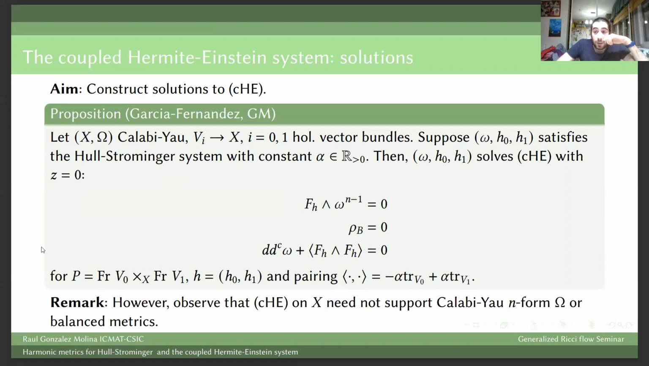And okay, it is stronger, but you have to take into account that this new system does not, well, I already said that. So we don't need any of the conditions that I assumed on my compact complex manifold. I don't assume I have a Calabi-Yau N-form, a holomorphic volume form. And I don't assume I have balanced metrics. In principle, any compact complex manifold will do.